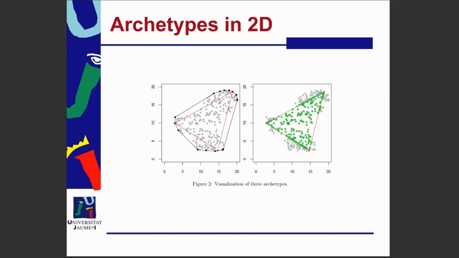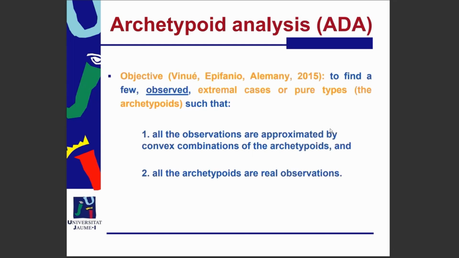Once we have the archetypes, we approximate the rest of the points as a convex combination of the archetypes. For example, if we have 3 archetypes in red, the points inside the convex hull generated by these archetypes are approximated exactly, and the others are projected onto this convex hull.